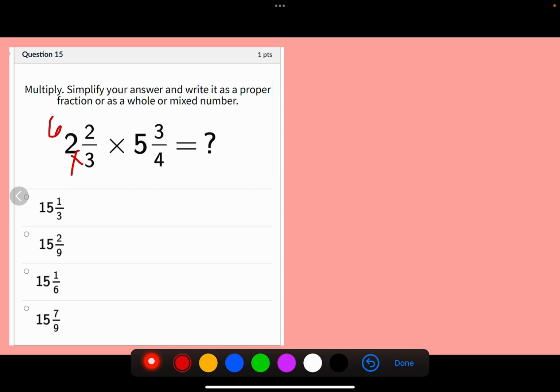We're going to do that neater. 6 plus 2 equals 8. And we keep our bottom number. So that now becomes 8 thirds.